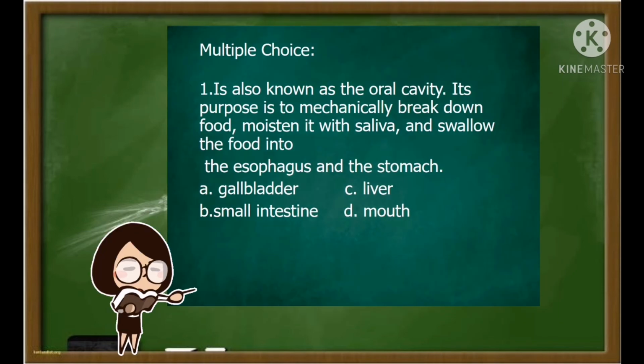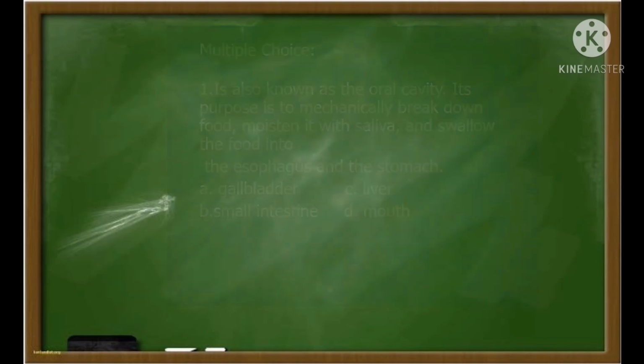Question number 1. It is also known as the oral cavity. Its purpose is to mechanically break down food, moisten it with saliva, and swallow the food into the esophagus to the stomach. A. Gallbladder. B. Small intestine. C. Liver. D. Mouth.